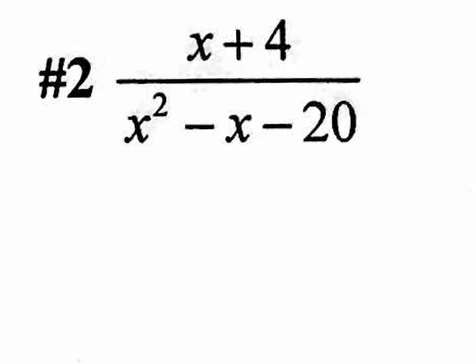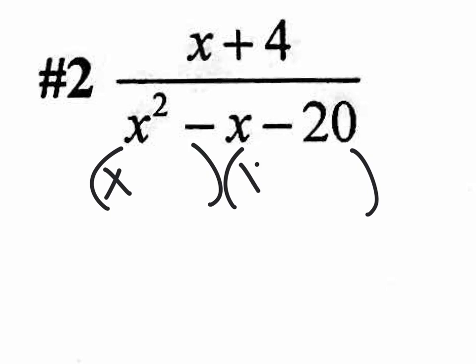We love those guys because most of the time when the a value is 1, we're able to set this up and factor by simply thinking what times what is a c value that if I add together or combine together is a b value. So what's that going to be? What times what is negative 20 that if I combine together gives me the middle value negative 1? Negative 5 times positive 4. That's right. Negative 5, positive 4.